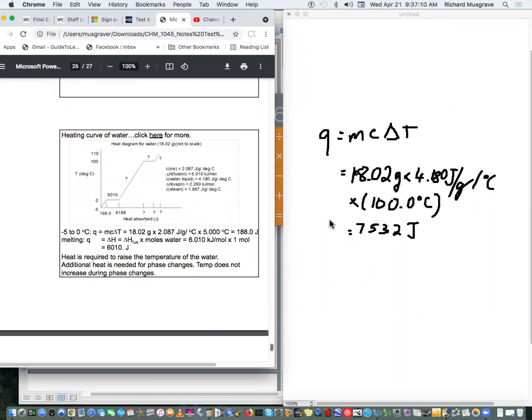Okay. So let's talk about how we figure out how much energy is absorbed during the phase change. To do that, we use these values here. We've got the delta H of fusion and the delta H of vaporization. Now, the delta H of fusion, I know fusion is kind of a weird word for you. You probably haven't heard it before. But fusion is the phase change from liquid to solid.